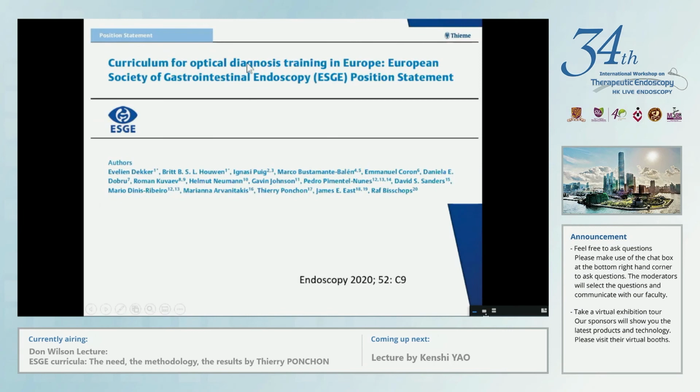Now, optical diagnosis. Optical diagnosis is a more difficult matter in a sense because the literature concerning how to be trained is very, very limited. So we have experts, we have statements from experts.